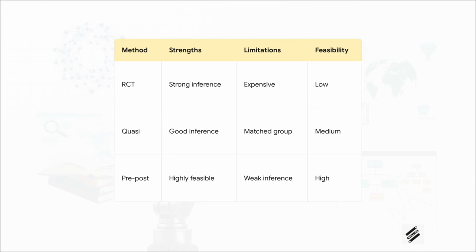Let's say you want to evaluate a patient education intervention. You can prompt the AI to build a table just like this one, balancing ideal rigor with your actual constraints. It lays out the trade-offs so clearly. An RCT has incredibly strong causal inference, but feasibility is extremely low. A quasi-experiment offers good inference with medium feasibility. A pre-post design is highly feasible but has weak causal inference.